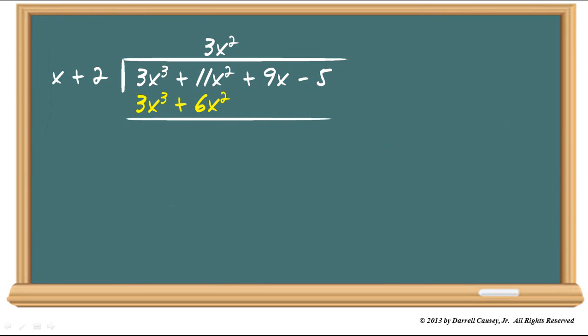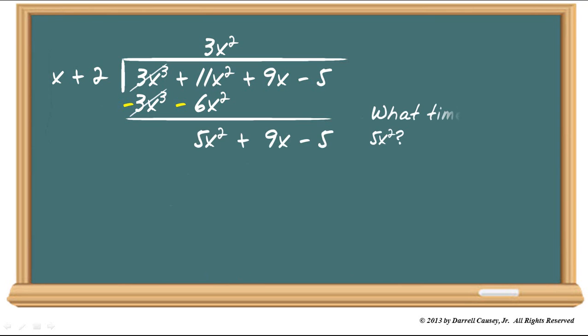Now, I need to subtract. And a great way to do that is just to remember, change the signs and add. That's basically algebraic subtraction. Change the signs and add. They cancel out. And 11 minus 6 is 5, so 5x squared. Bring down the 9x minus 5 and continue.